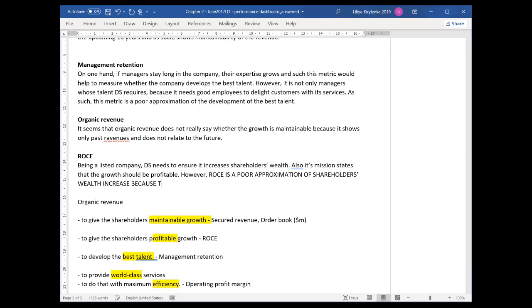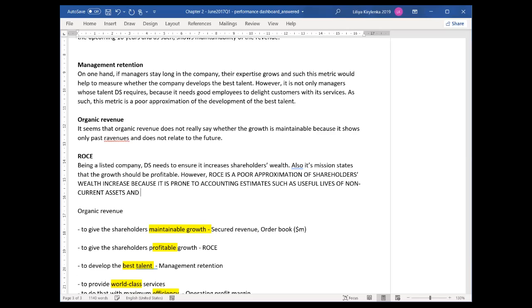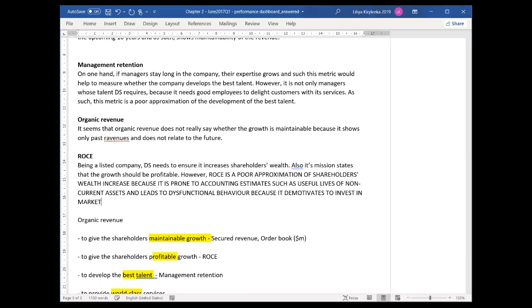because it is prone to accounting estimates such as useful lives of the assets, of non-current assets, and leads to dysfunctional behavior because it demotivates to invest in, well, and then we can list marketing, for example, and non-current assets. In marketing, or non-current asset.